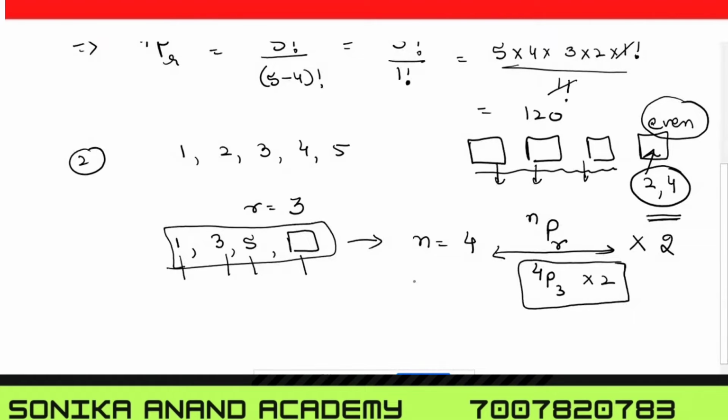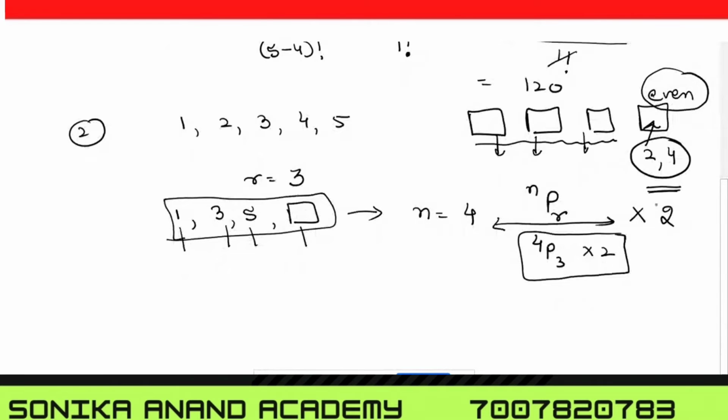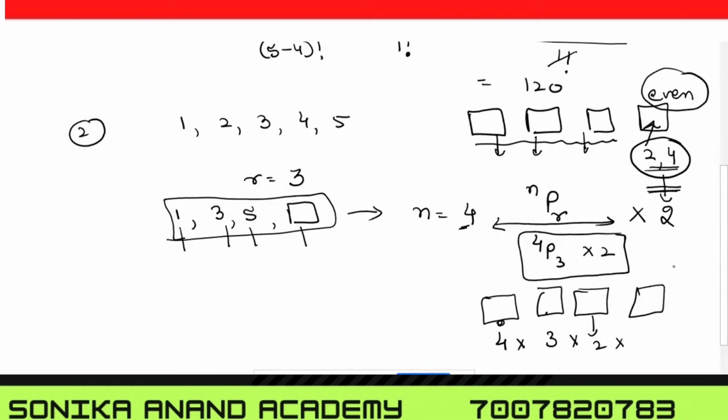Like the second question, we have two choices here. So this is two. If I go for the traditional way, we have to fill three boxes. In the starting, how many choices do we have? Four. So 4 for the first, 3 for the second, 2 for the third, and for the last one, 2. If I solve this one, 4P3 into 2, you can see the same thing.